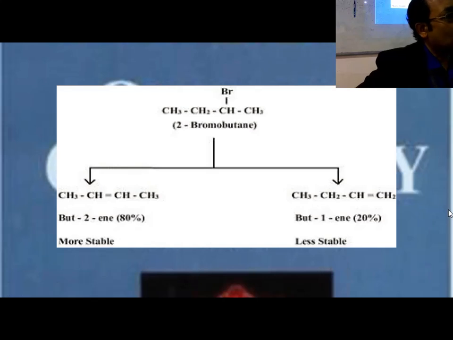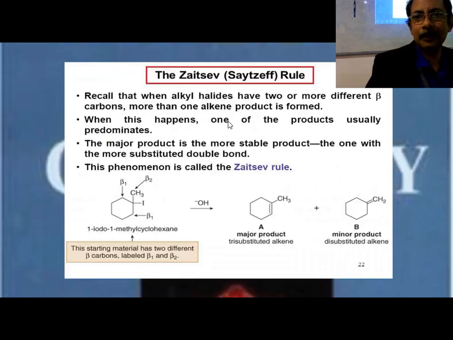Why or when? If you have a very bulky structure, and your base is also bulky, not NaOH, which is a small base. You are using a bulky base, and the molecule is bulky. In that case, the molecule will prefer elimination at the terminal. Why? Because the base cannot penetrate further. If there is no space, the base cannot enter there. So in that case, this Hofmann product can be prominent. That's the exception I am telling. Yes, Saytzeff rule.